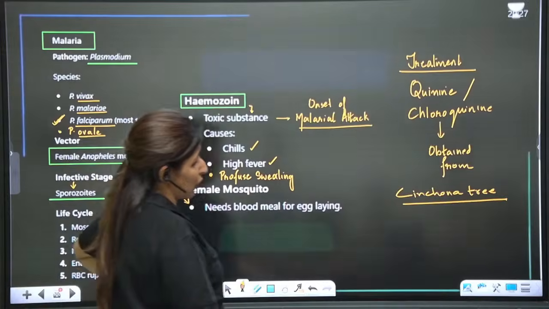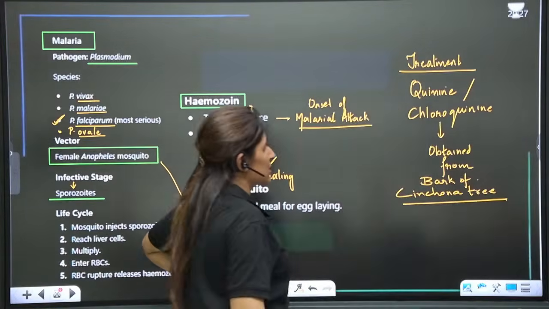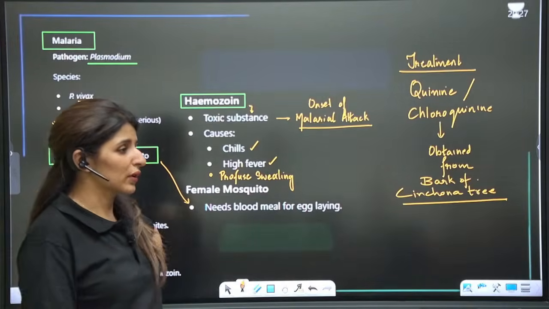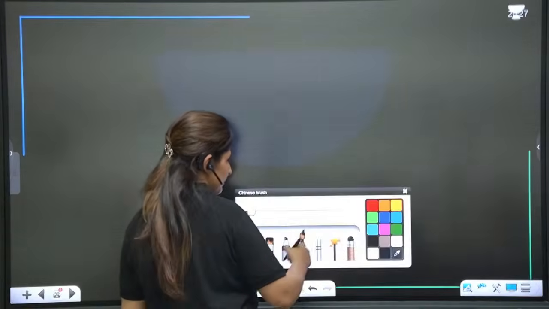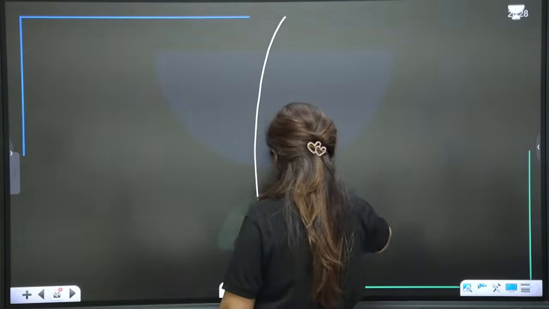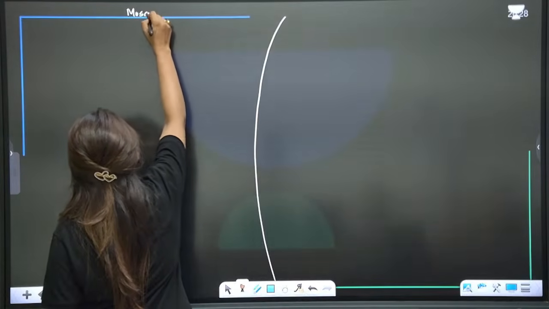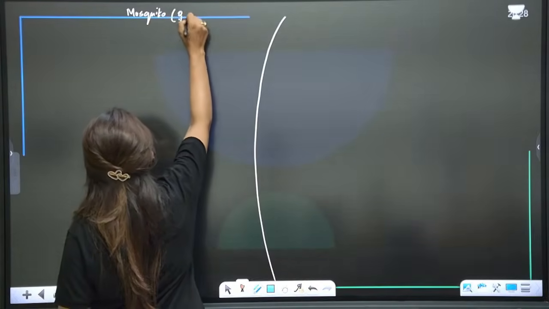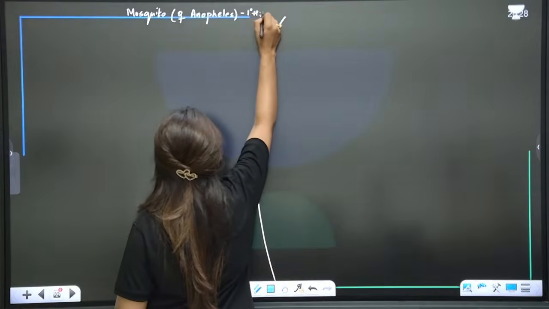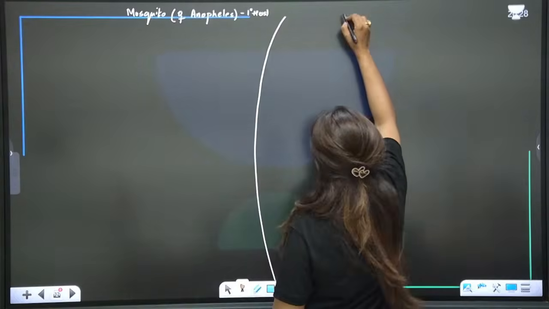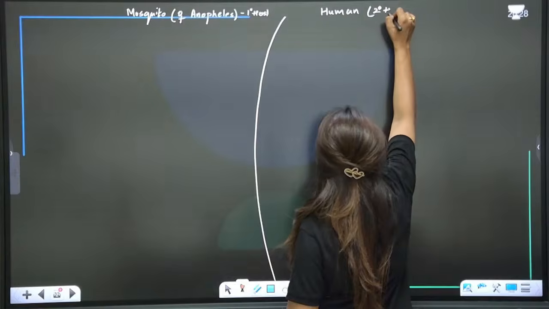So from the bark of the cinchona tree, that is how we get quinine, which is used for the treatment. Is that clear? Now let's talk about the life cycle. So see, here I'm going to discuss the life cycle which occurs in the mosquito, that is the female Anopheles, who happens to be the primary host, right? And here I'm going to discuss the stages which occur in human, who is the secondary host.